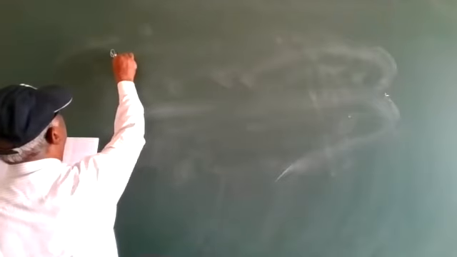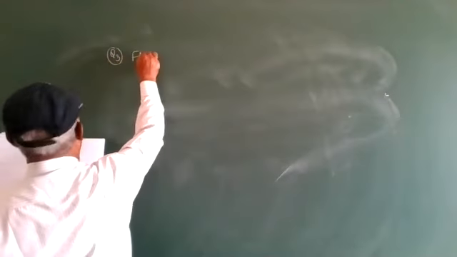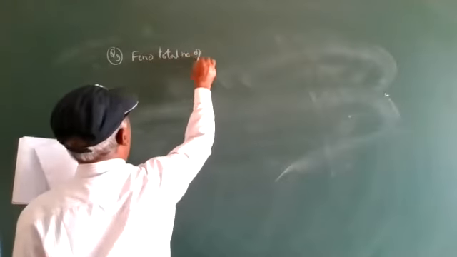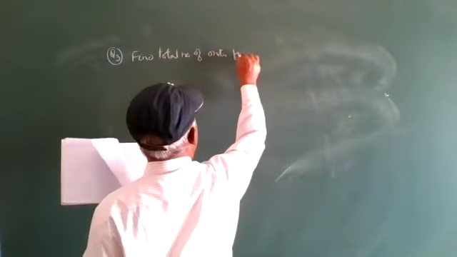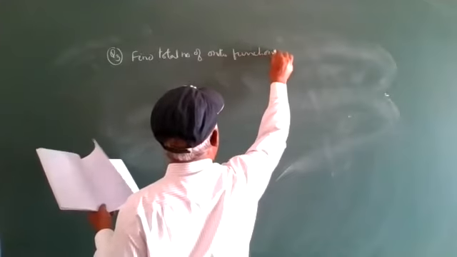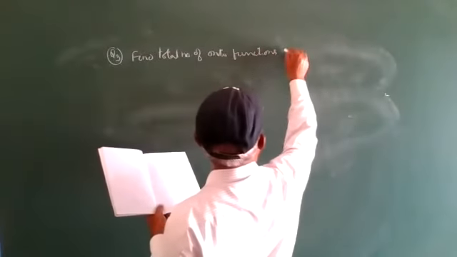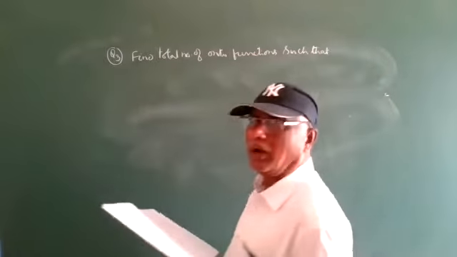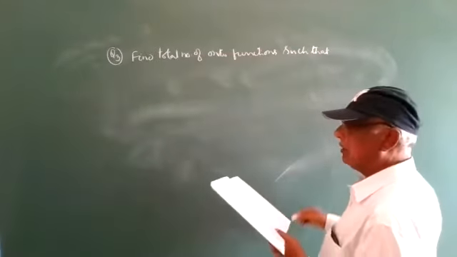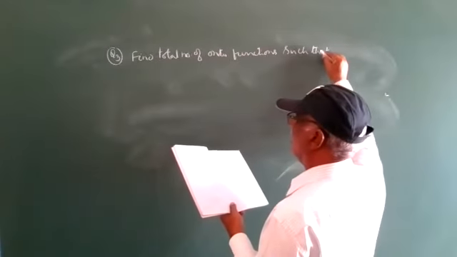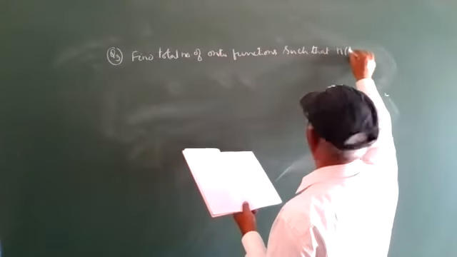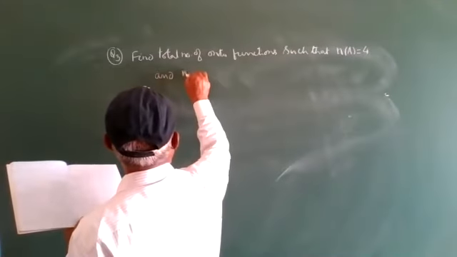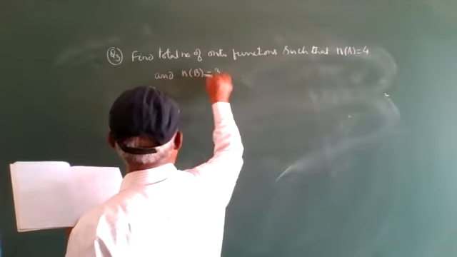Find question number 3. Find the total number of onto functions such that n of A is equal to 4 and n of B is equal to 3.